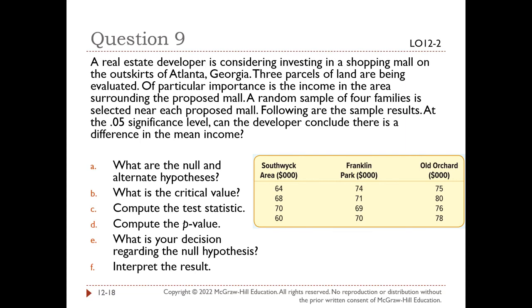So, can we conclude this? Well, what are the null and alternative hypotheses? Okay, so first off, simple as this, the null, again, since we're looking just for difference, is going to be that everything's equal. All the means are equal. And alternative is that they're not.